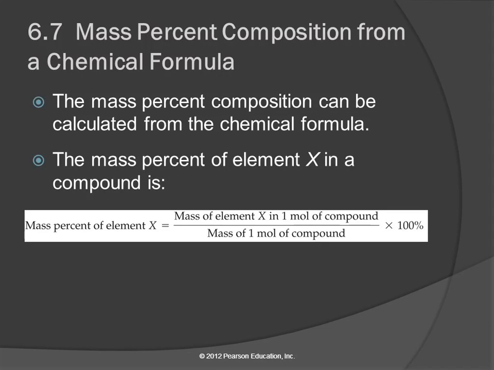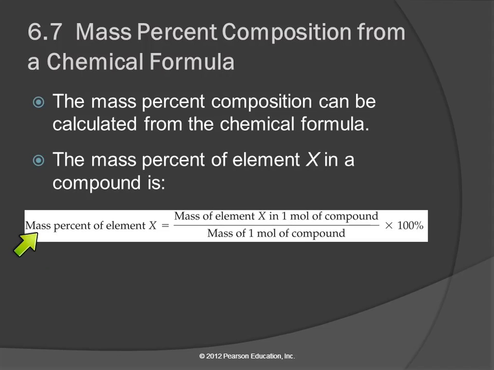Mass percent composition from a chemical formula. The percent composition of a compound can be determined two ways. If we know the formula, we can calculate it. Or we can determine it experimentally, and that's what we're going to do on Thursday in lab. So we can calculate this from the formula, and we'll learn how to do that right now.